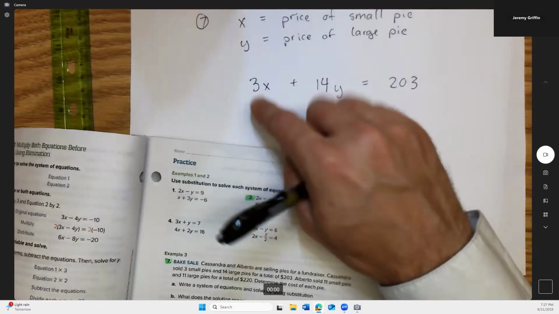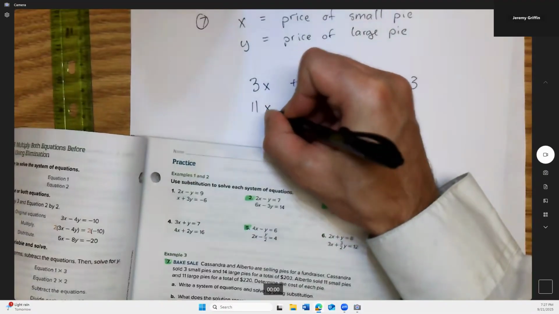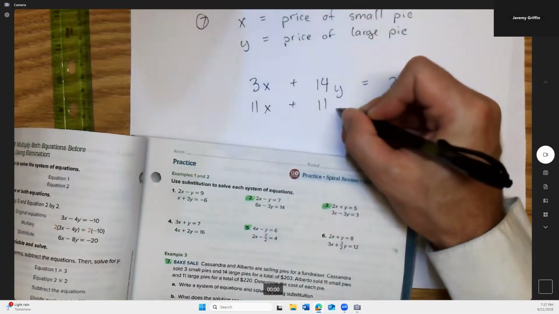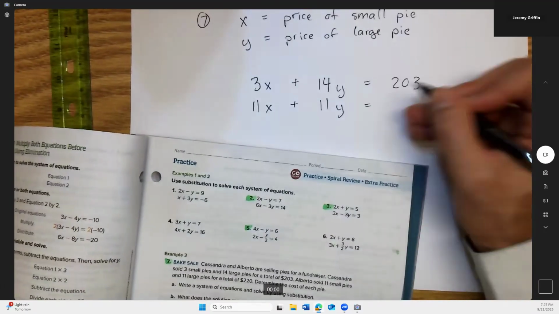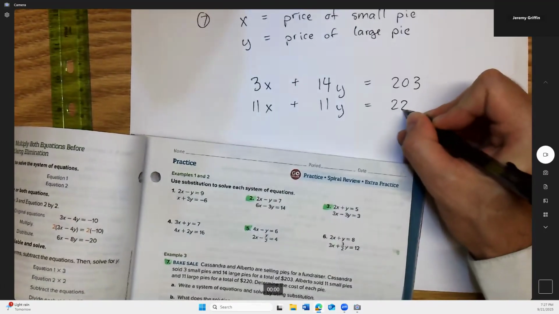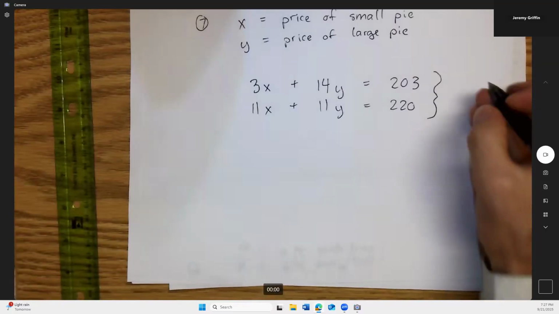Let's make an equation for Alberto. He sold 11 and 11. So 11 times the price of small plus 11 times the price of large comes out to $220. There. So that's the system we want right there. That's our first system.